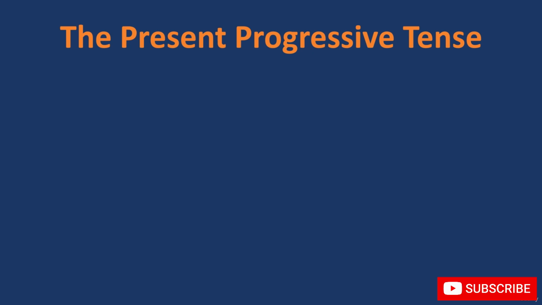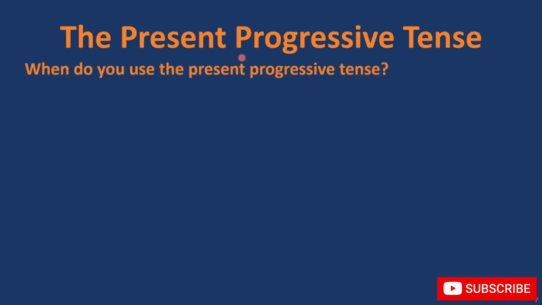The present progressive tense, or the present continuous tense. We have two names for the same tense. We can say present continuous or present progressive. When do you use the present progressive tense?